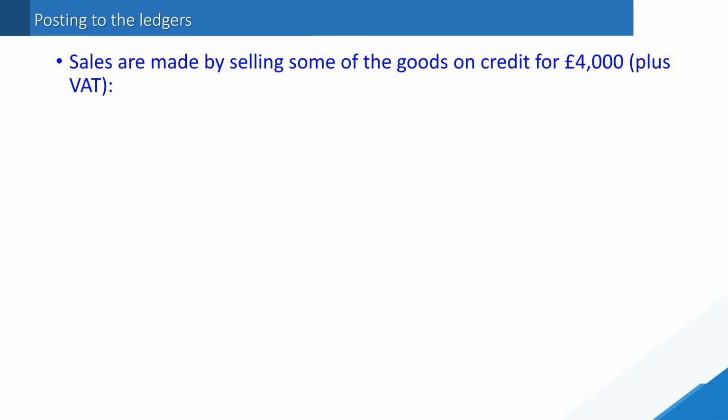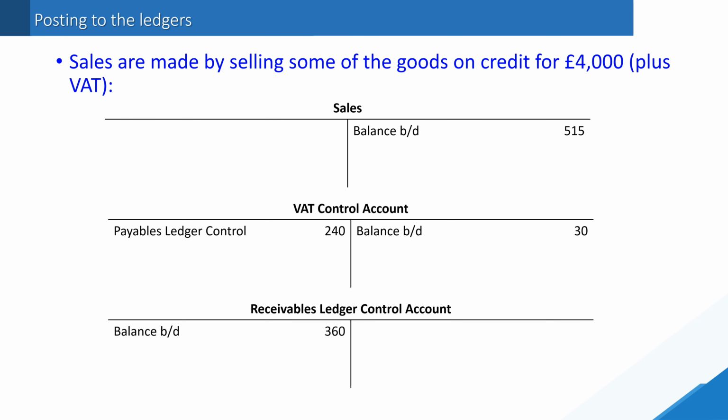This time we're concerned with the sales of the business, and we can see here that sales have been made on credit for £4,000 plus VAT. There is no immediate exchange of funds with this transaction, and therefore this is a credit transaction. Because of that, no bank account is required. But we still need to capture the asset the business has, the amount that the business is owed by their receivables. And we will do that by looking at the control account. For this transaction, we will need sales, a VAT, and a receivables ledger control account.